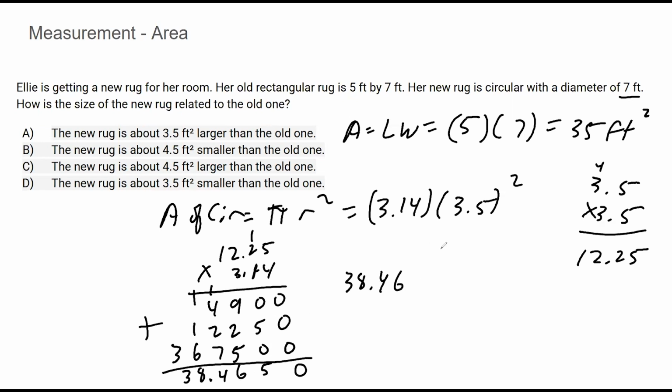We'll call it 38.46. Now, how much bigger is that than the 35? Well, it's going to be 3.46, which is approximately 3.5. I did 3.5 because that's what they wanted. So I can get rid of the other choices because I know that it's 3.5 more. So is the new rug 3.5 larger or smaller? Well, the new rug is larger, so it's A.